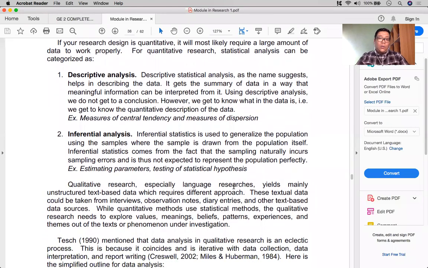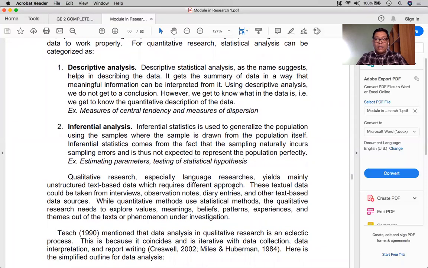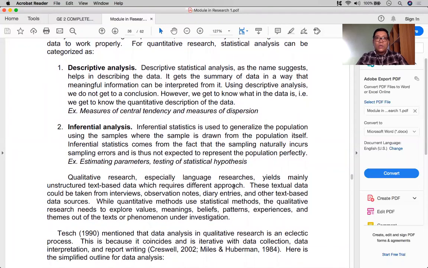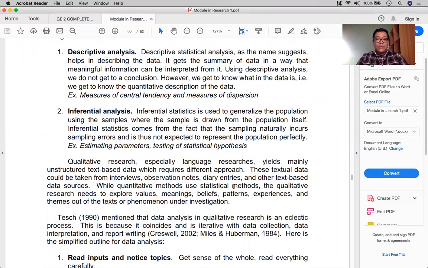On the other hand, qualitative research, especially language research, yields mainly unstructured text-based data, which requires a different approach. These textual data could be taken from interviews, observation notes, diary entries, and other text-based data sources. And what's quite difficult with the analysis of qualitative data is that you have to be very verbose. You need to critically examine the words present in the data so that you could have a meaningful and accurate interpretation. While quantitative methods use statistical methods, qualitative research needs to explore values, meanings, beliefs, patterns, experiences, and themes out of the text or phenomenon under investigation.